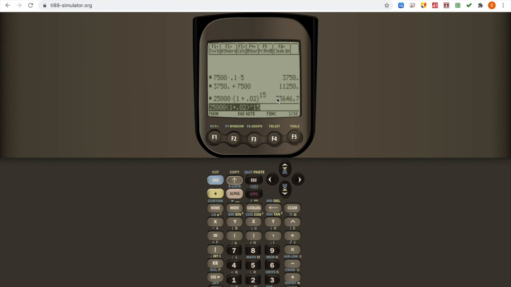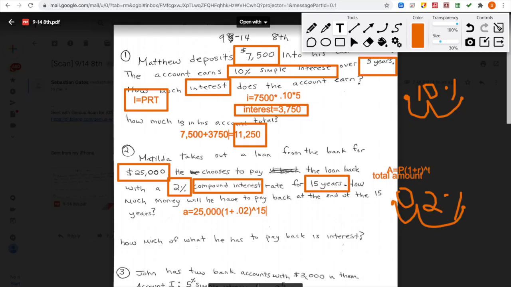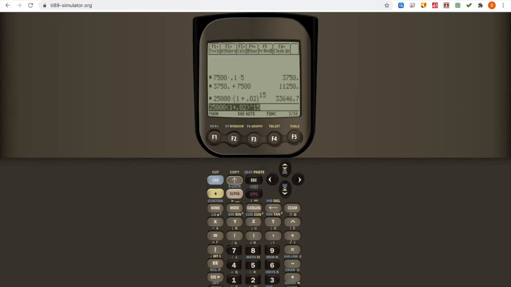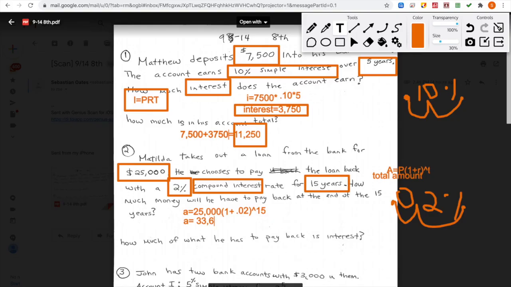We enter that and we're going to get 33,646.7. Since this is money, we're going to add a 0 there and it'll be 70 cents. So $33,646.70. The total amount, or the A, equals $33,646.70. So the second question is just asking us how much of that is interest.